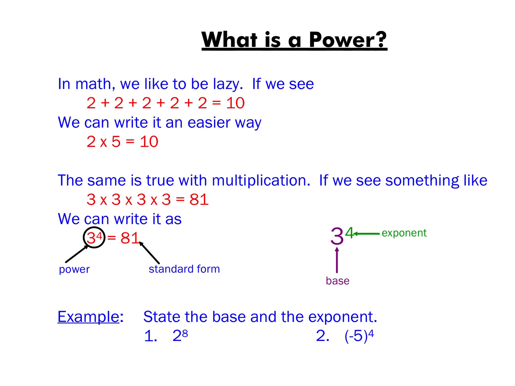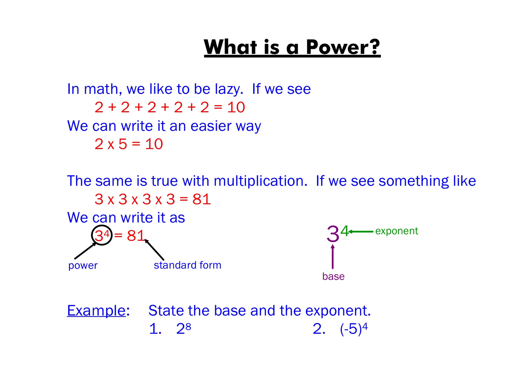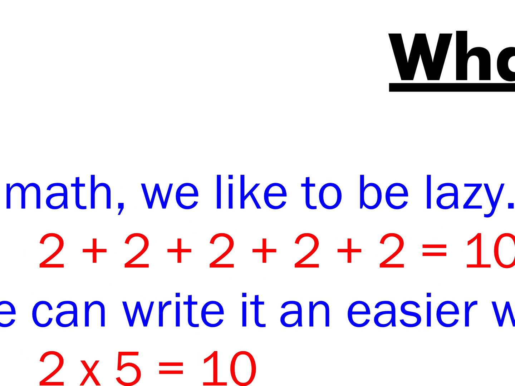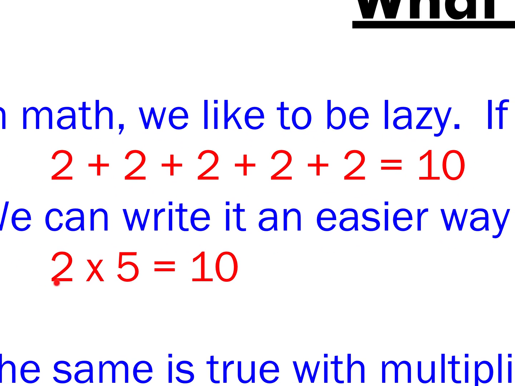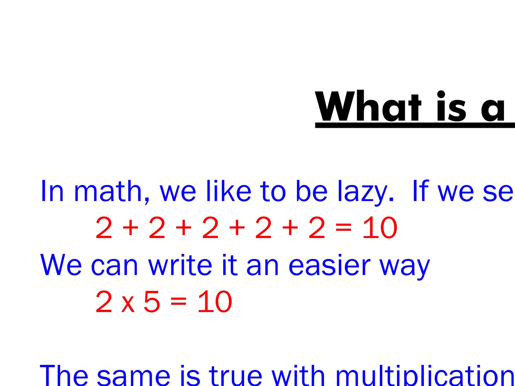Today's lesson is on what is a power. In math, we like to be lazy. Well, not really lazy, but we'd rather be efficient. So if we see something like 2 plus 2 plus 2 plus 2 plus 2 is 10, instead of writing 5 2's down, we write it as 2 times 5 because there's 5 2's being added. So multiplication is a short form for repeated addition.